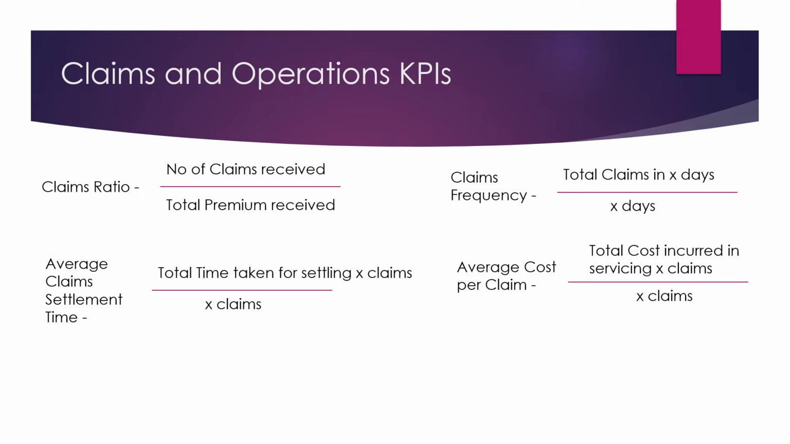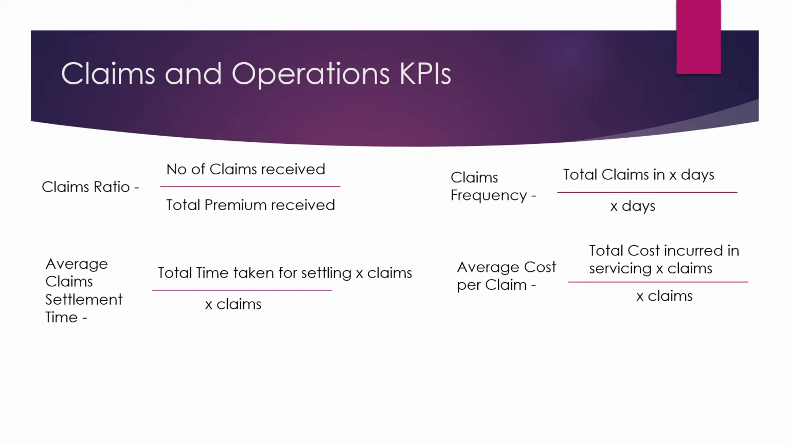The next one is average cost per claim. So again, this is purely a financial thing, but I've still put it within this because we are talking about different claims here. So total cost incurred in servicing X claims versus X claims, right? So when I say total cost, that means the amount that we will be paying purely as a claim, plus any other cost which is involved here, right?